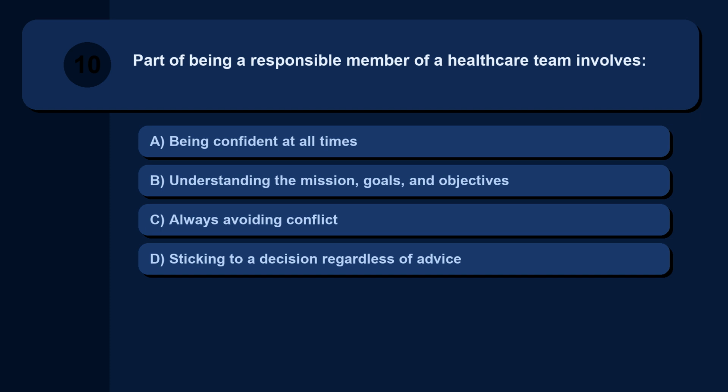Question 10. Part of being a responsible member of a healthcare team involves being confident at all times, understanding the mission, goals, and objectives, always avoiding conflict, sticking to a decision regardless of advice. Being a responsible team member means understanding the mission and goals of the healthcare organization, ensuring your actions align with overall objectives while remaining flexible and cooperative.